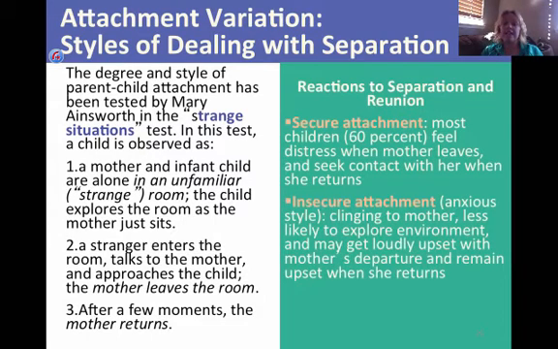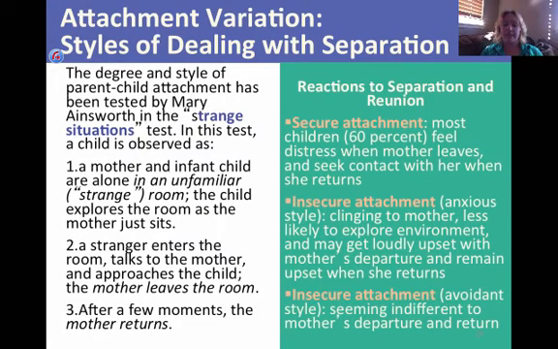Then there's insecure attachment. This is sometimes referred to as anxious attachment. This is where they cling to the mother and don't really explore the environment even when the mother's there. They get very, very upset when the mother leaves. Okay, and then even when the mother returns, they're still fairly upset and they're hard to calm down.